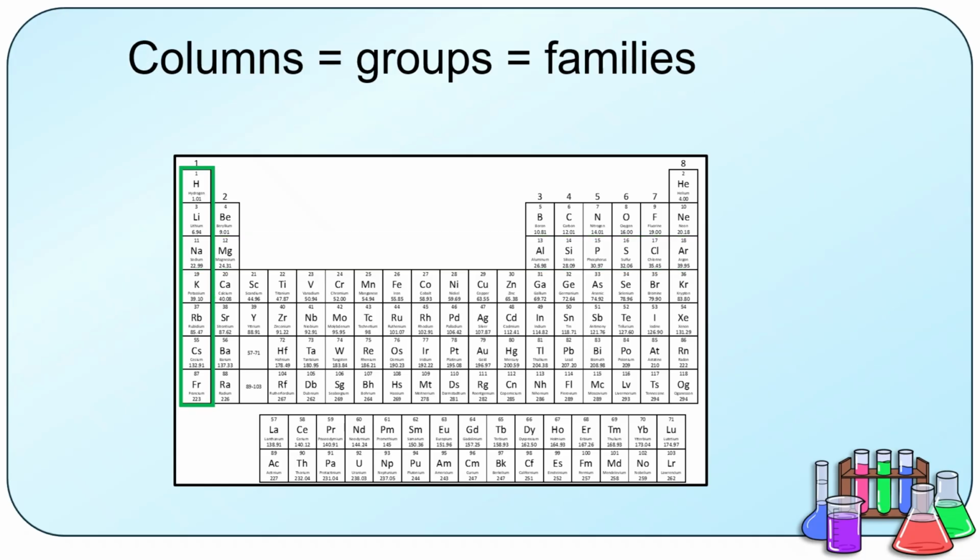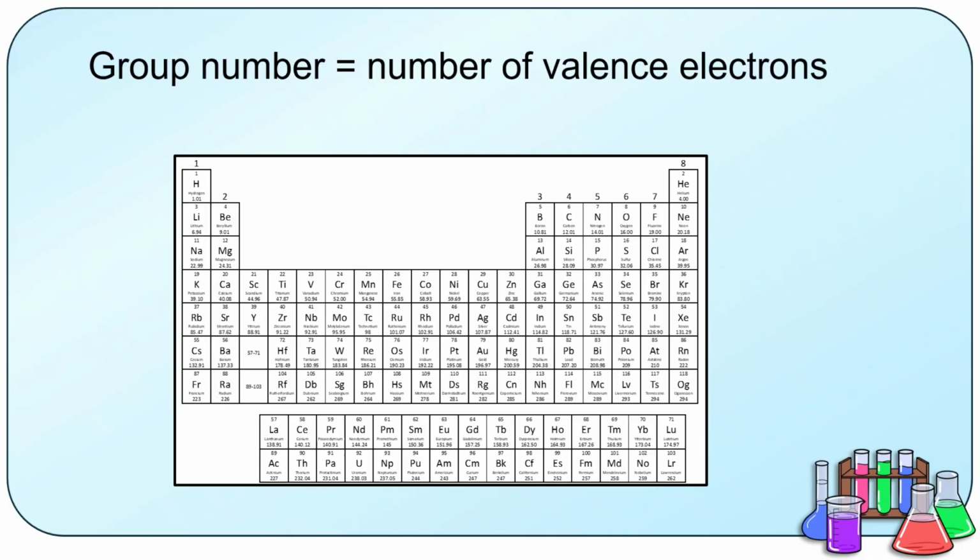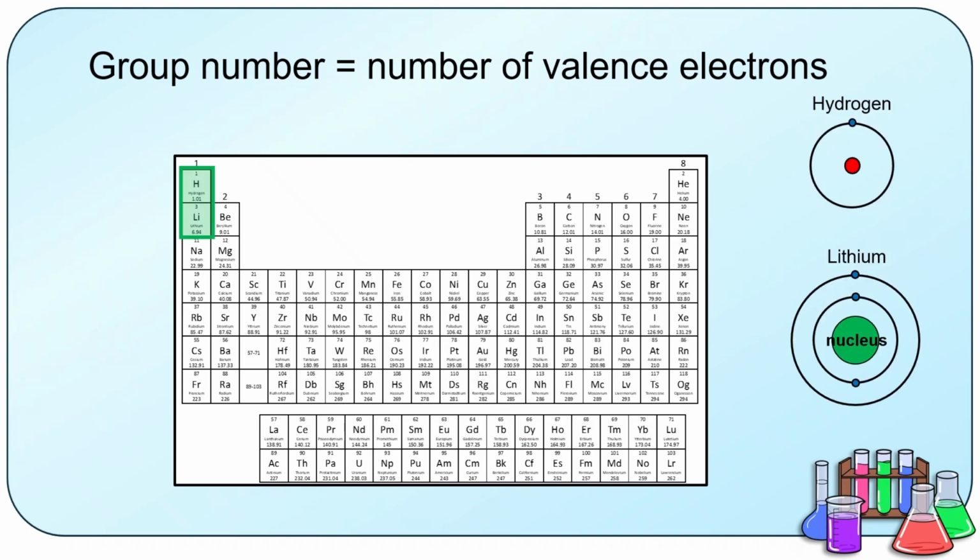The columns on the periodic table are called groups or families. The group number represents how many valence electrons or outermost electrons an element has. For example, both hydrogen and lithium are in group 1, so they both have 1 valence electron. This is how groups are numbered on the periodic table. Notice that this middle block is skipped. That's because these are the transition metals, and they don't follow the same pattern as the main group elements.